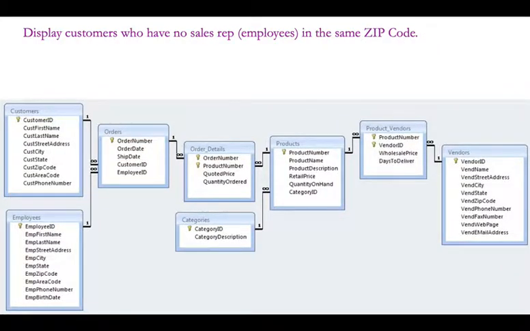So here's another problem. Display the customers who have no sales reps in the same zip code. So customers is here, right? And employees are here. These are like the sales reps, meaning employees. And they both have zip codes listed.